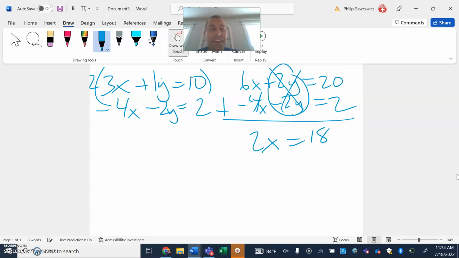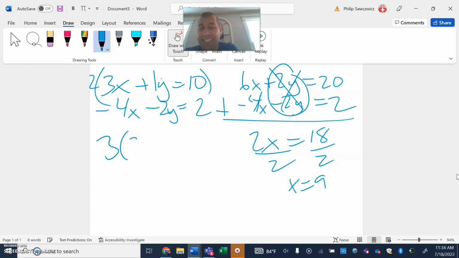So 2x equals 18, divide both sides by 2. Hey, we get x equals 9. And then we can slide on back over. I'm going to grab the top one simply because it doesn't have negatives, all right? And plus it's just a y, which is nice.